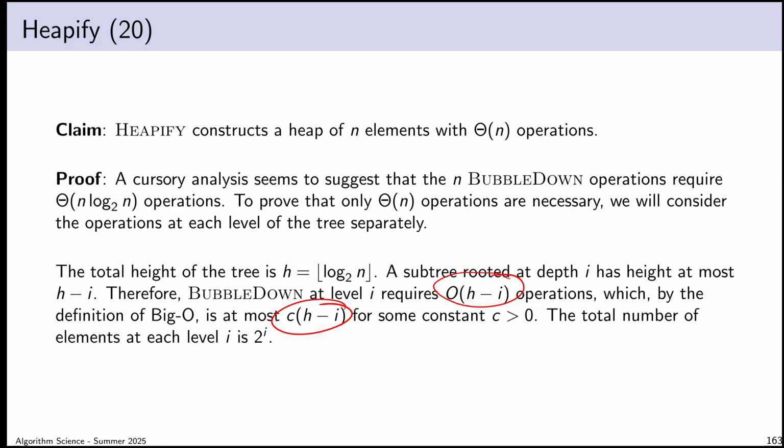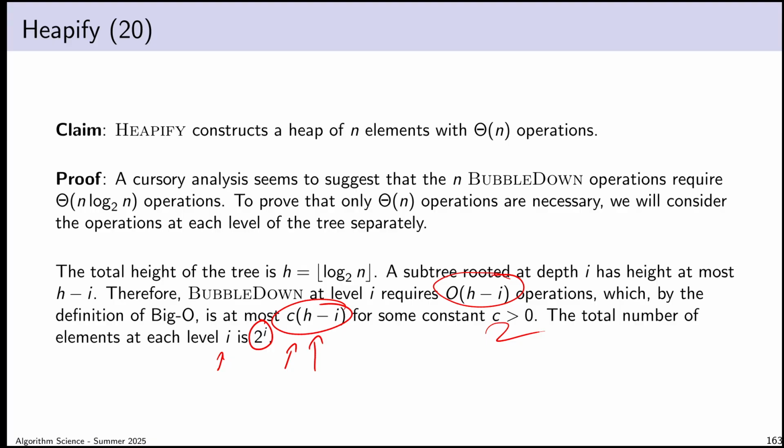Here's where I think we're going to save some time. Since I already have a big O result, I'm allowed to assume the definition of big O is met. So the number of operations is at most c times h minus i for some constant. Who cares what it is? I know that it exists. And that means I can use this as a way of measuring how long each bubble down operation took at a specific level i. The number of nodes at each level is 2 to the i, so level i contains 2 to the i nodes.